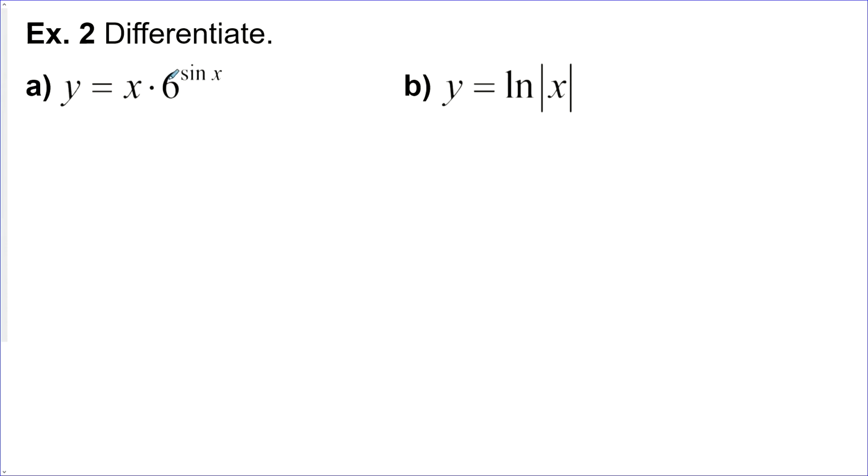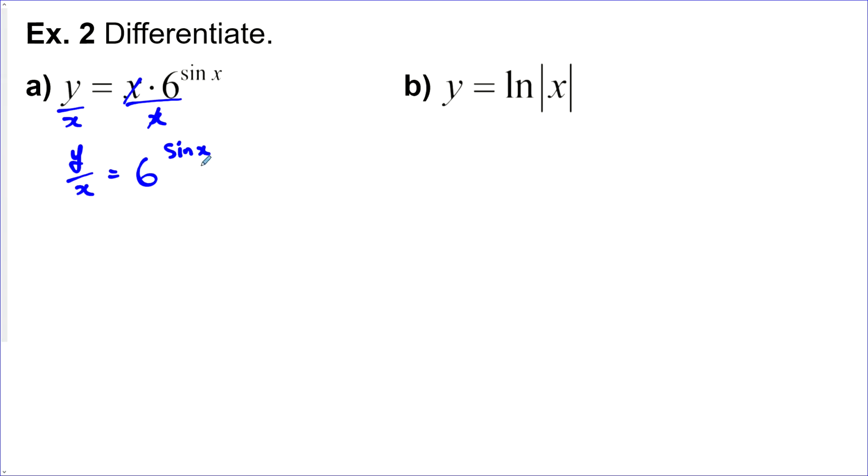Differentiate these equations. Now for the first one, we notice that the base here is not e. So we can't just take the derivative yet as it stands, but we can change this around so that we can use the natural log. So first we'll divide both sides by x to get rid of it on this side. Y divided by x equals 6 to the power of sine x.